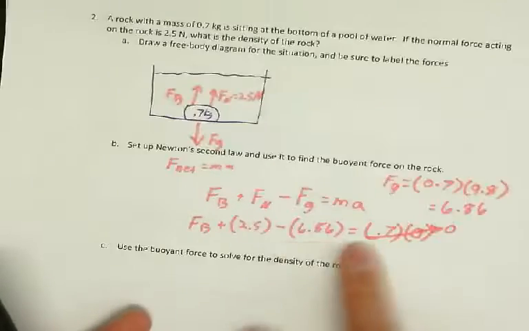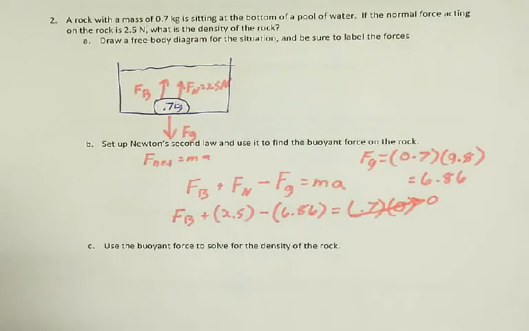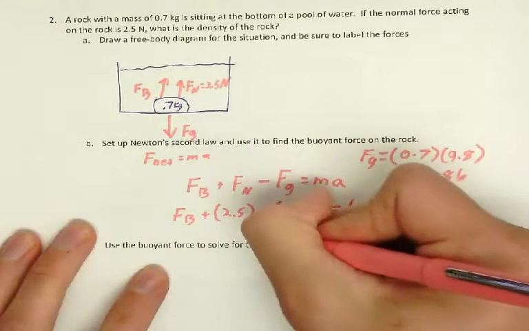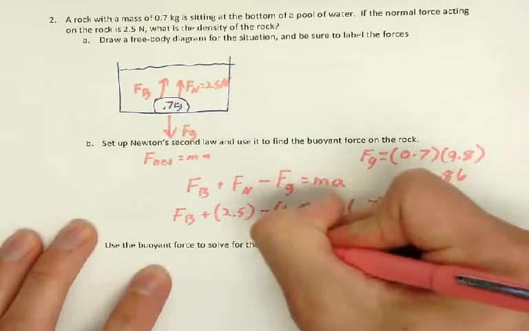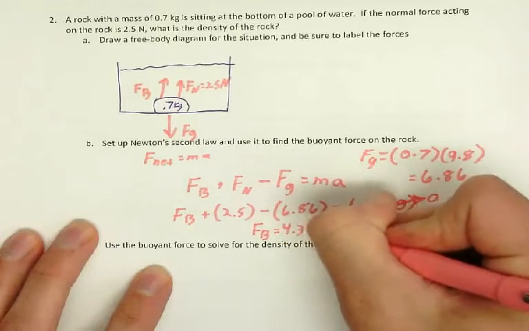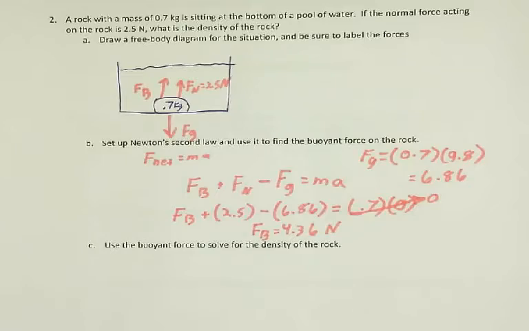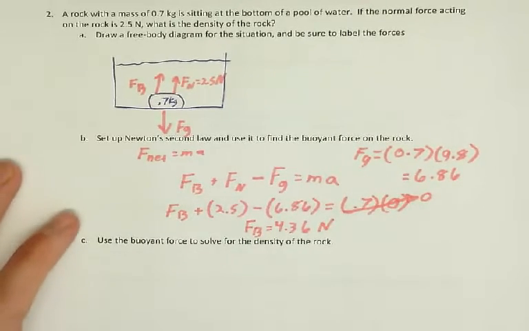So add the 6.86 to the other side, subtract the 2.5 over, and you get the buoyant force to be 4.36. Okay? Easy enough.